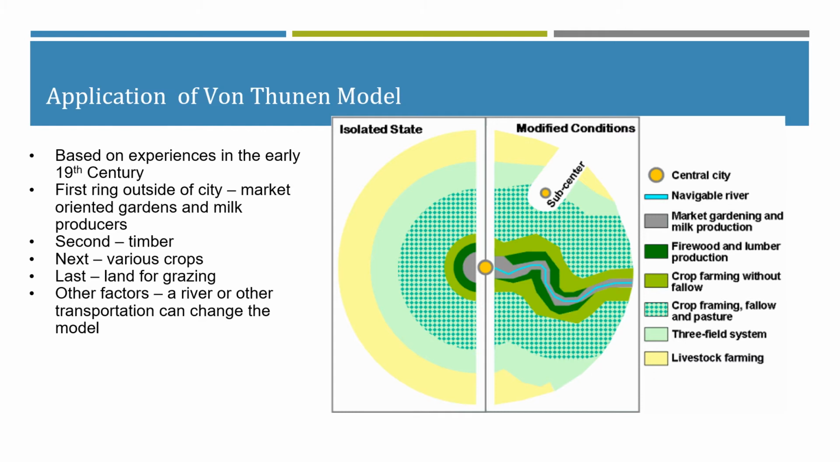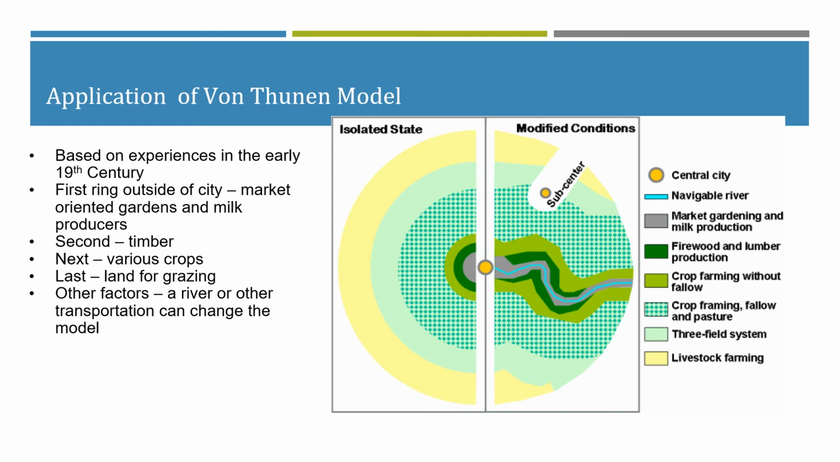The third ring outside of the city is going to be for various crops. So this is going to be like corn and wheat and those types of things. Corn and wheat can be grown further away from the city because of the fact that it's not very perishable. It doesn't go bad quickly like milk does. Also, it's easy and cheap to transport. You don't have to be careful with a bag of wheat like you do with tomatoes. You can just throw it onto a truck and it'll be perfectly fine.